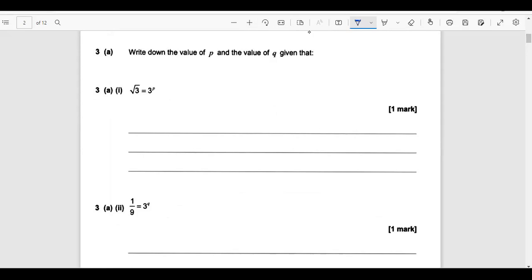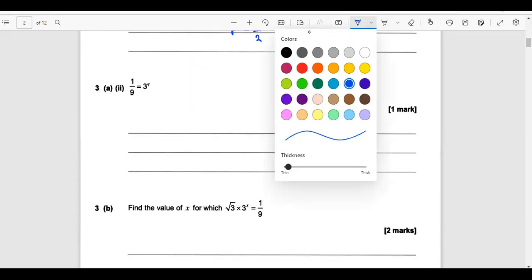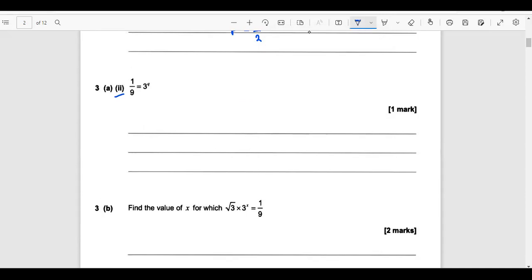So it's simple. When bases are same, we can just equate the exponents, the powers. So I can write it down as 3 to the power 1 by 2 equals 3 to the power P, and I can equate the powers, right? So P would be 1 by 2 in this case. Very good. What about the next one? Can you do the second part?